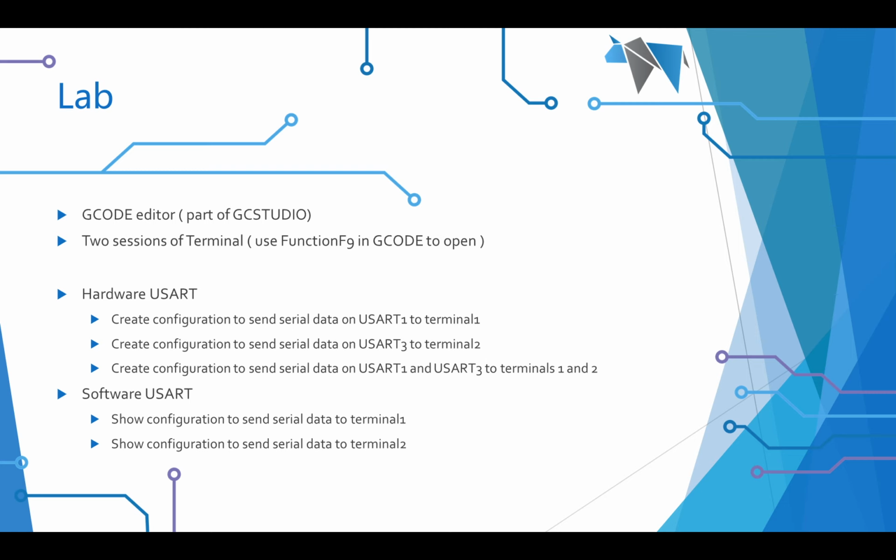So what we're going to look at is the editor, GCcode. We're going to have two sessions of terminal operating, and then we're going to set up the hardware USART, and we're going to send a configuration to send information out to the two terminals. So do one on USART1 to one terminal, another session on USART3 to a second terminal, and then we can send it to both. But I'm also going to show you software USART and show you how to configure that, and we're going to send some information there as well.